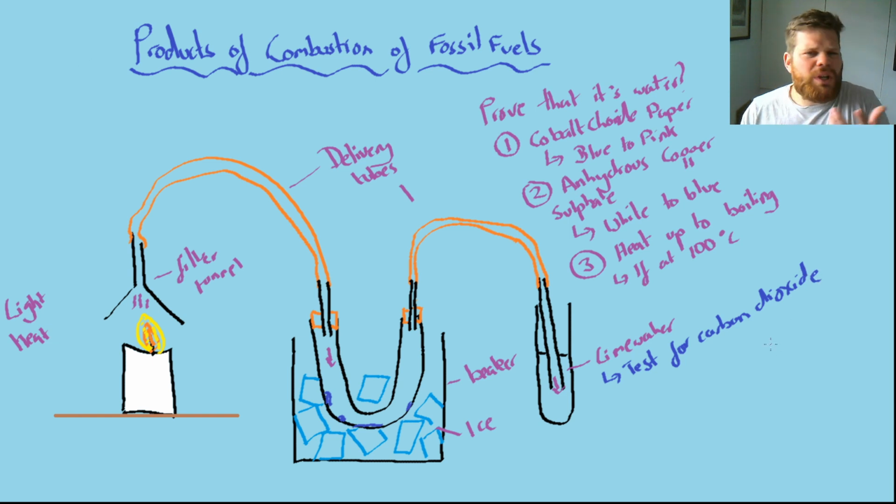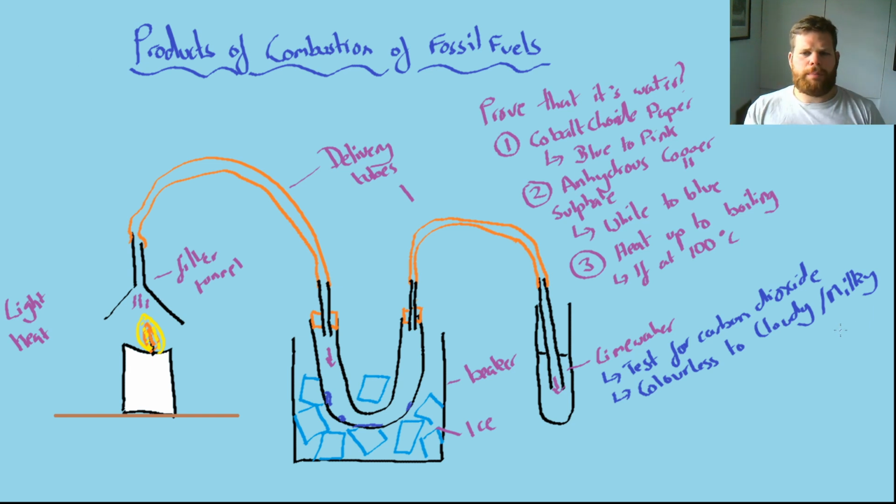So, how do we know whether carbon dioxide has been produced? Well, what will happen is it will go from colourless and it will go to looking cloudy, which some people also describe as milky.